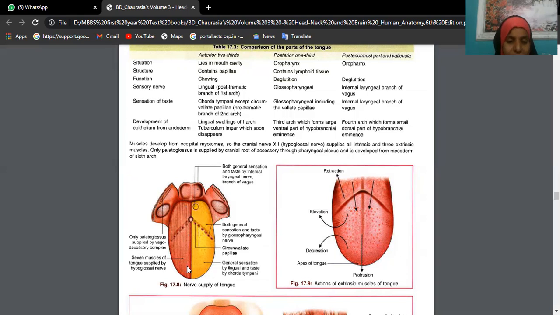Then overall taste sensation of the tongue is carried by the chorda tympani, which is the special sensory nerve for taste, beta. General sensation is always the fifth nerve, trigeminal, by the lingual nerve. Lingual is one of the branches coming from the mandibular division of the trigeminal. Special taste sensations go by the chorda tympani. The muscles of the tongue are supplied, as I just told you, by the hypoglossal nerve. Only palatoglossus is supplied by the vago-accessory complex, partly by the vagus and partly by the cranial part of the accessory.